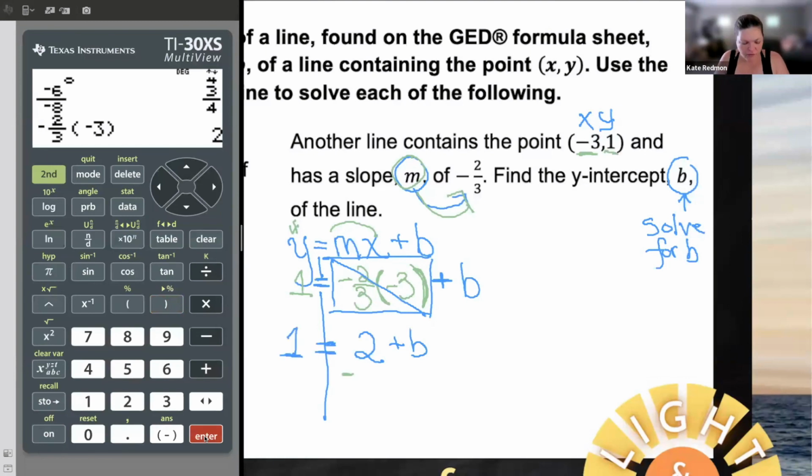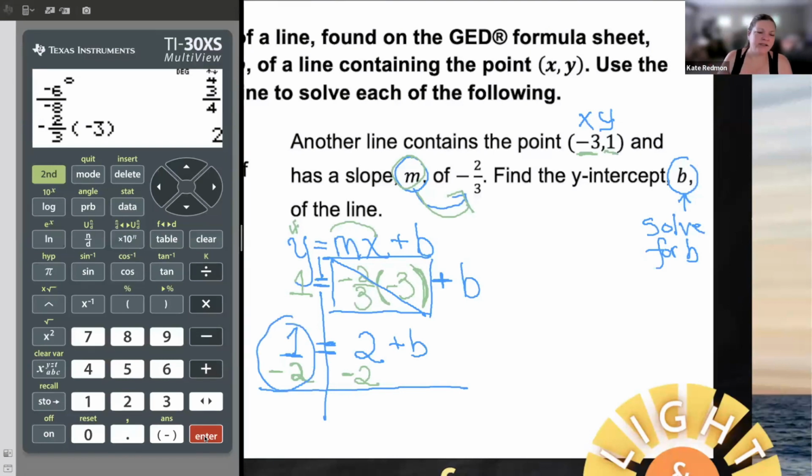And now if I want to get b alone, I need to get that 2 out because it's something adding or subtracting with b. I need to have nothing adding or subtracting with b. And so I will subtract 2, right? 2 minus 2 is 0. I can do whatever I want as long as I do it to both sides of the equal sign so that the left and right hand side remain equal. And let's see what our new equivalent equation will be.